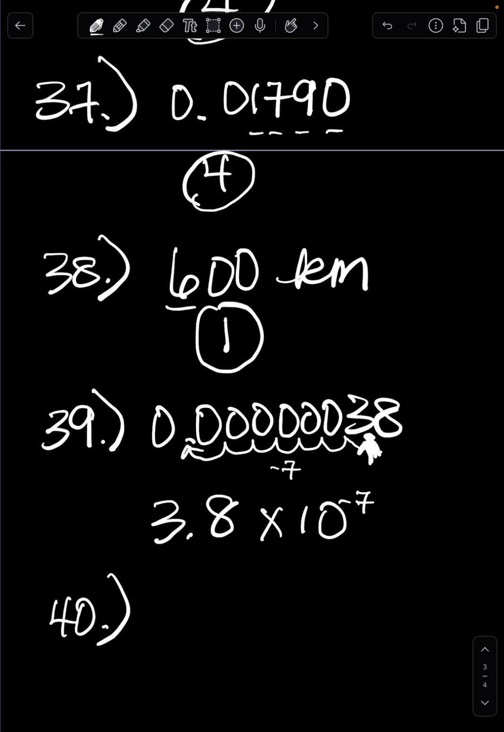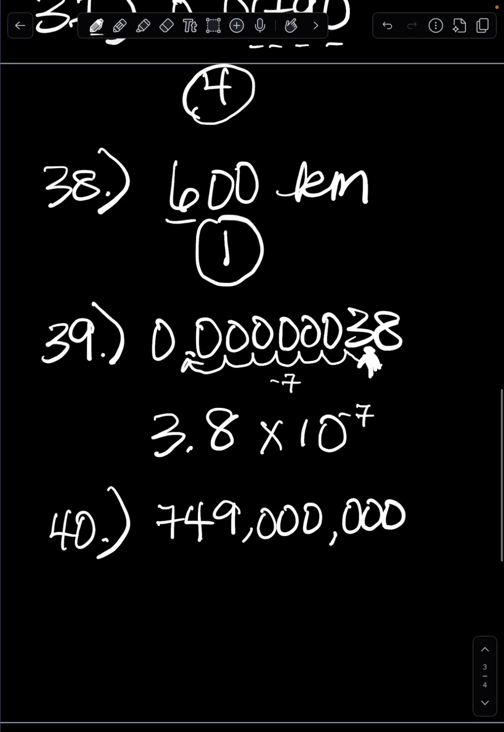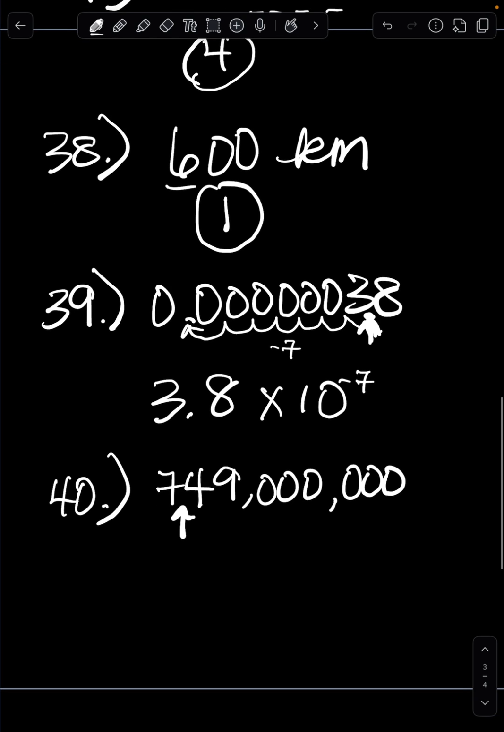Number 40. So I have 749 million. Okay, so in scientific notation, again, I need a number between 1 and 10, but not equal to 10. So basically, digit 1 through 9 can be in the beginning of my number. So 7.49 is what I'm going to need here in order to have my decimal point there. And then I'm going to be multiplying by 10 to a certain power.